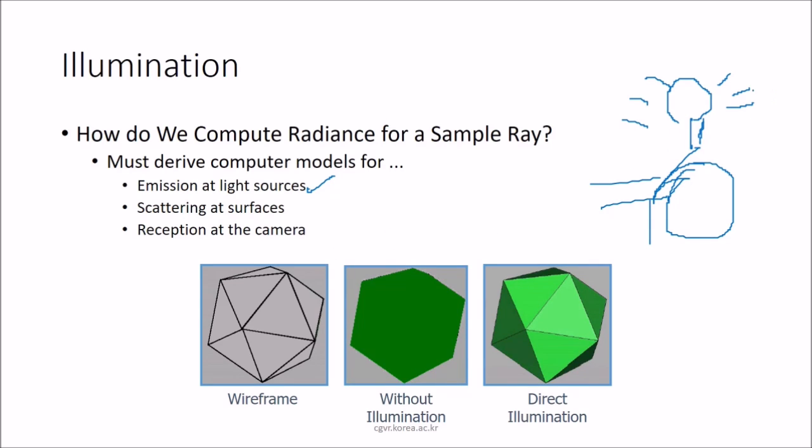And the reception: this is a light source, now this ray comes, and now it is taken by some camera. So we have to derive computer models for emission at light sources, scattering at surfaces, and reception at the camera.